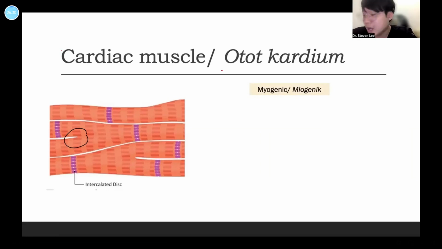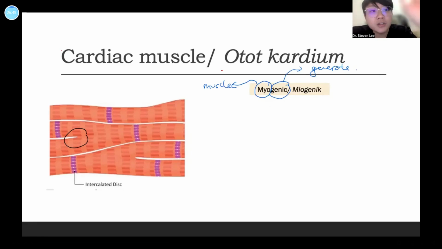So what's the meaning of myogenic? Whenever in biology or in medicine you see the word myo, what does it mean? This means muscle. Well, it's a prefix for muscle. Myo is a prefix for muscle. Genic, what does it mean? So you understand all this word in biology is all about this. Genic means generate. So maksudnya, cardiac muscles, dia boleh generate their own impulse.